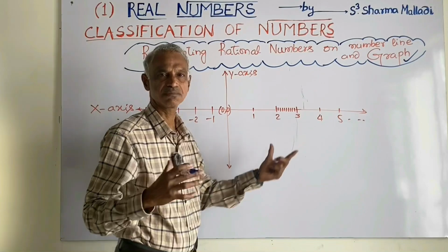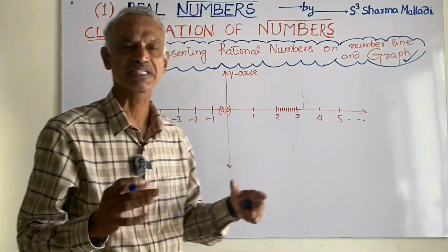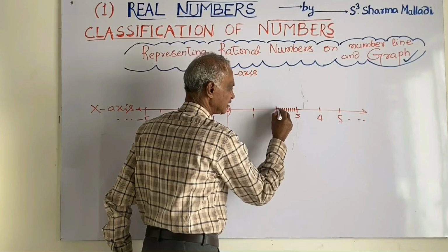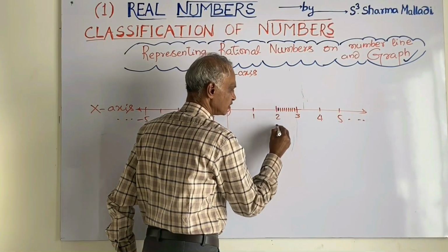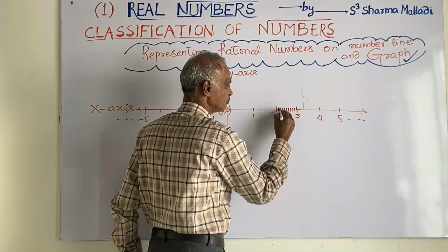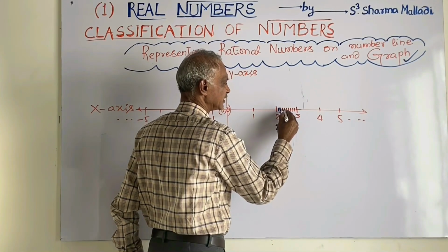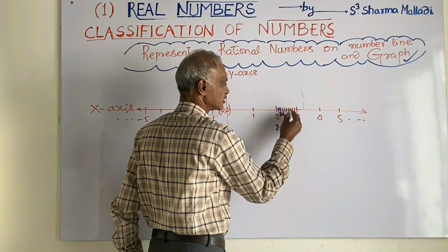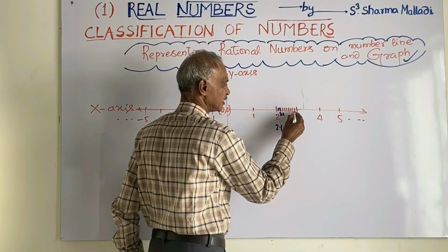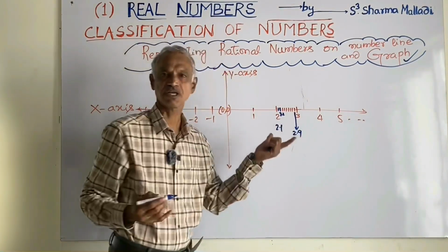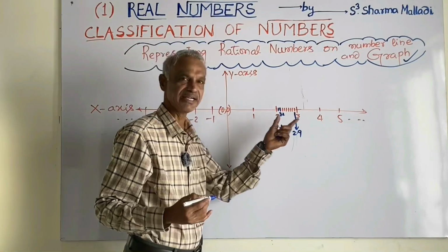In graph, 1 centimeter is divided into 10 parts. Each part is 1 millimeter. Means if you take, this point will be 2.1. This will be 2.2, 2.3, 2.4, 2.5, 2.6, 2.7, 2.8, 2.9. This will be 2.9. There are many rational numbers between 2 and 3.